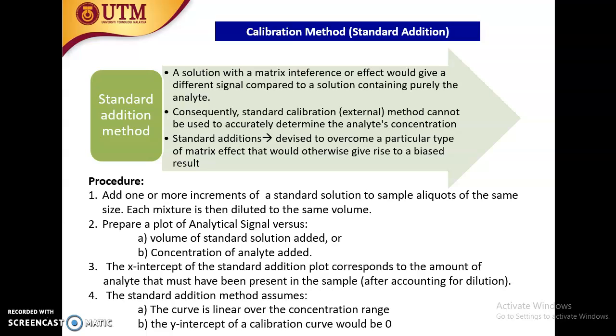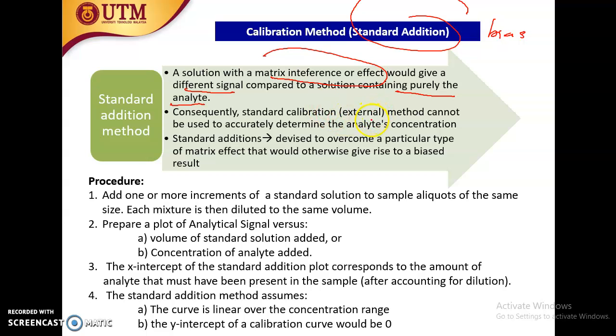If let's say you have a very dirty sample and then you use external calibration curve, meaning that you are giving signal or data that is not fair, that is bias. That's what we call bias. In order to take into account this kind of bias, this kind of matrix interference, standard addition is the best one. So standard addition method is a solution containing matrix interference effect that will give different signal as compared to the external calibration.